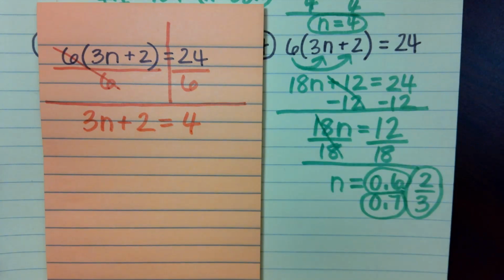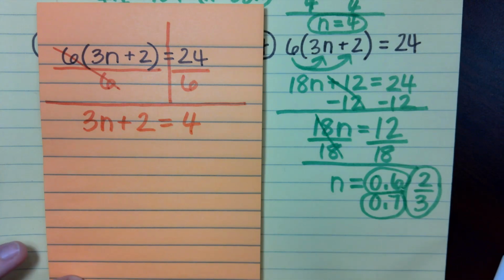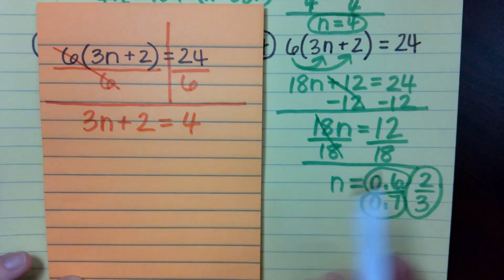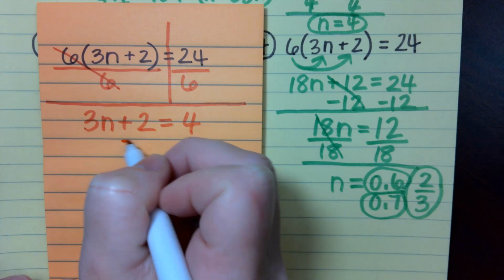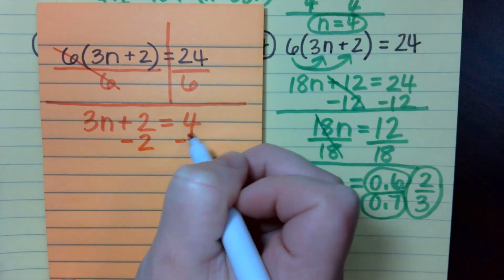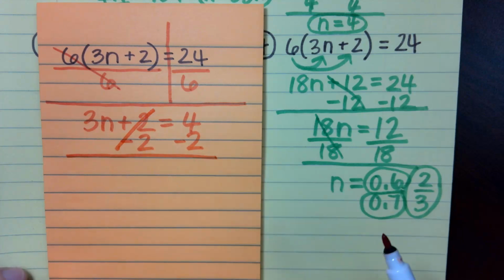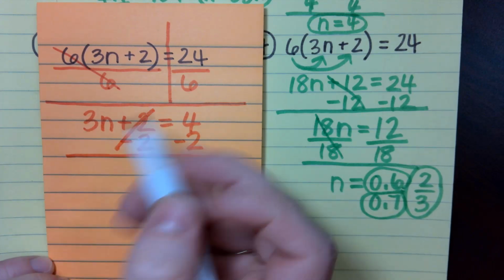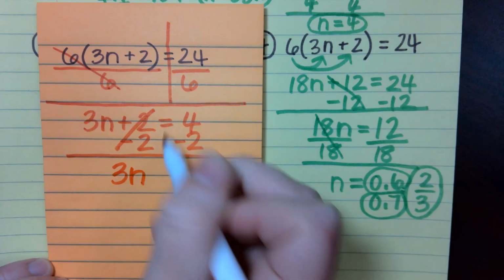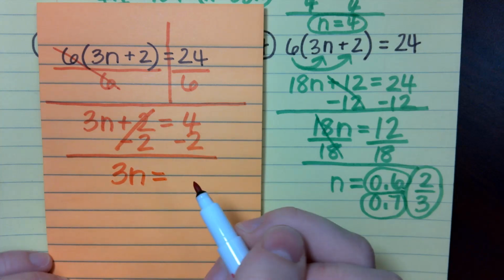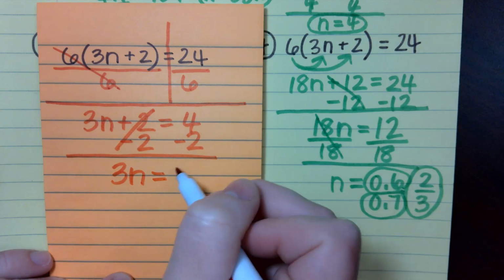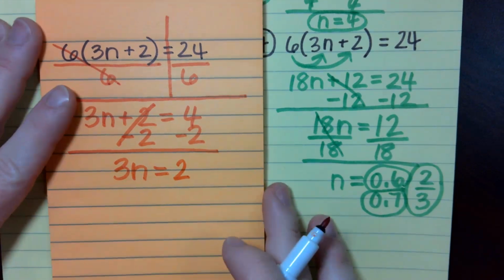All right, what's our next step? We have 3n plus 2 equals 4. Subtract 2. Yeah, to get rid of plus 2, we're going to do minus 2 on both sides. Our 2s are going to cancel out. So we're left with 3 times n is equal to, what's 4 minus 2? 2. All right, last step.